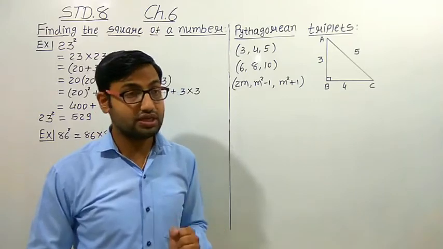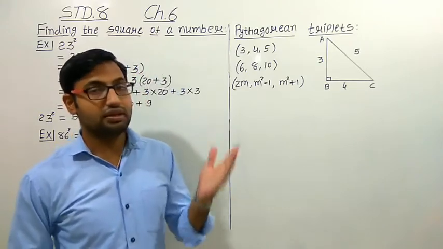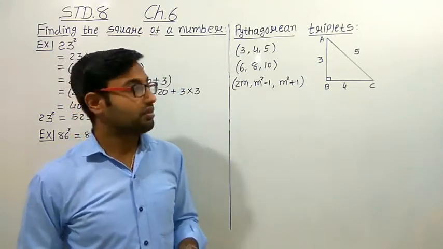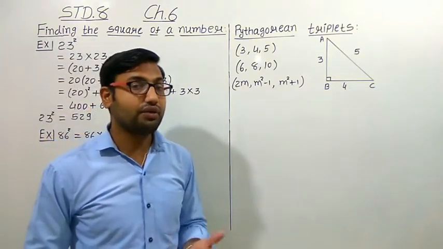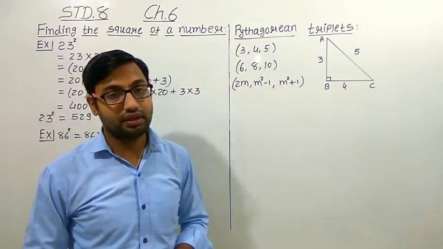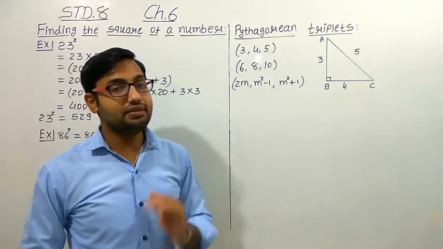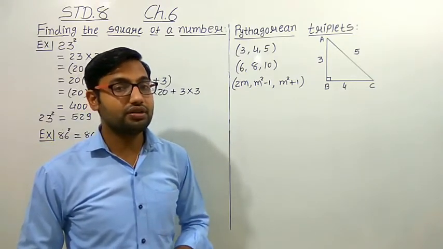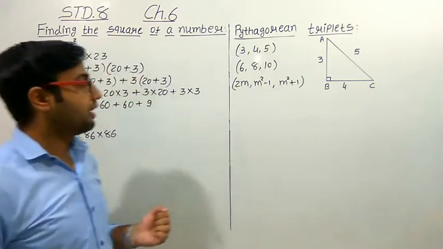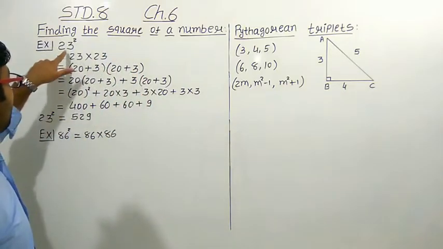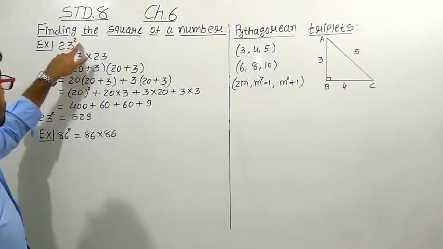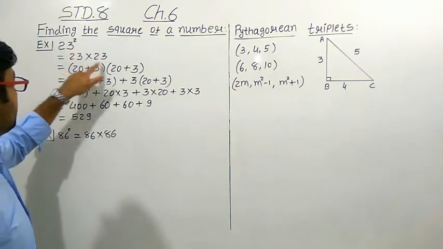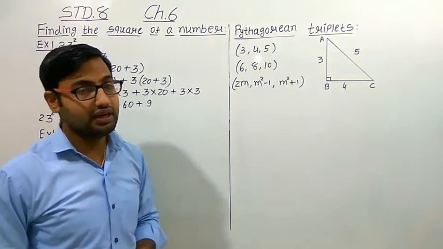But suppose there is a number which is greater than 20, like suppose there is 23. So how can we find out the square of 23, right? There is an easy method to find out the square. So let us study how we can find out the square. See how we can write down 23. This is 23 square. So we can multiply 23 into 23, right?